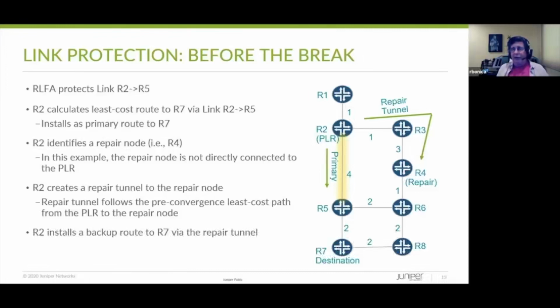This time, R3 is not the repair node. R4 is. And you'll notice R4 isn't directly connected to R2. The PLR and the repair node aren't directly connected. So R2 has to create a tunnel to the repair node. And this tunnel follows the IGP least cost path from the PLR to the repair node. And then the PLR, R2, installs that tunnel as a backup route to R7.